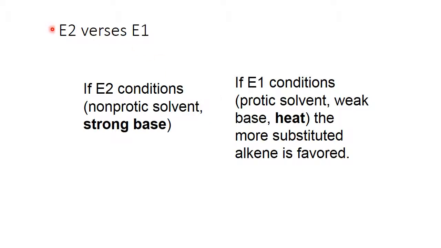So, how do we compare E2 to E1? It's really easy. If there's a strong base and, of course, a non-protic solvent, what do you get? E2. Even if you just have a strong base and a protic solvent, you're going to have E2. E1, what's going to happen? A protic solvent and a weak base, and almost always heat. And in both of these, the more substituted alkene is formed. With E2, we also have the additional requirements of anti-periplanar arrangement for elimination.